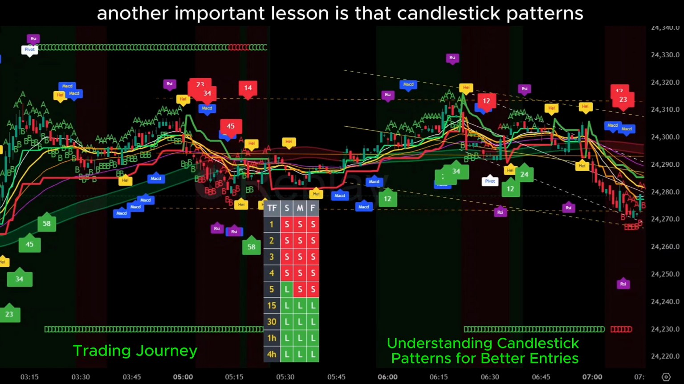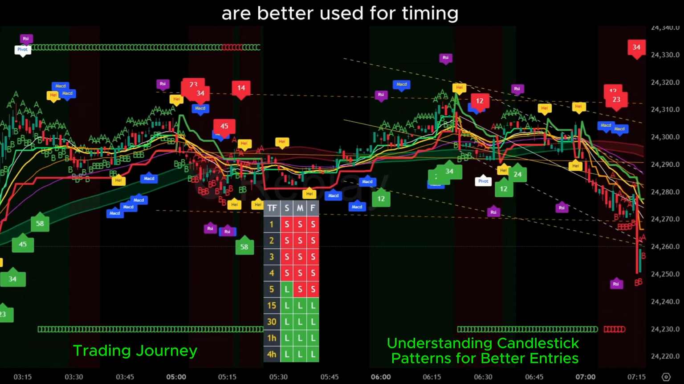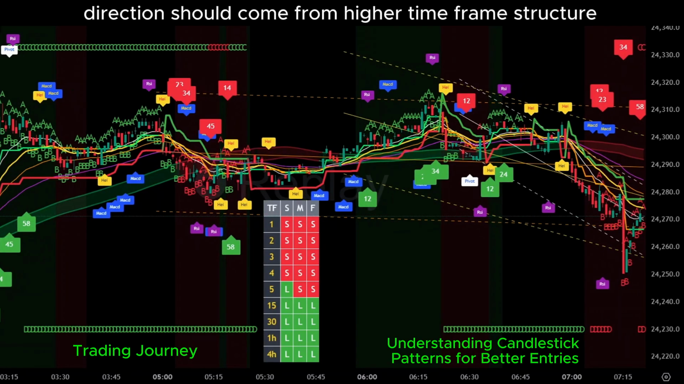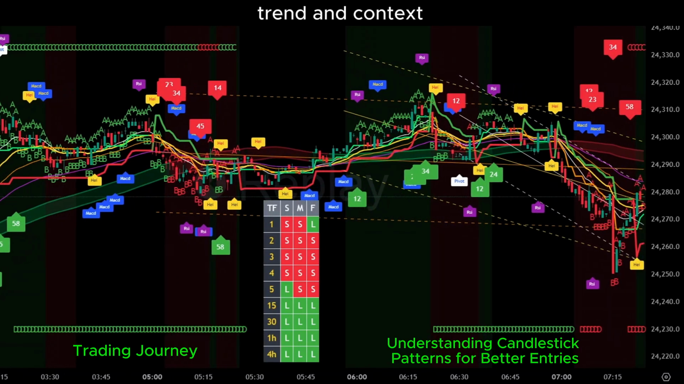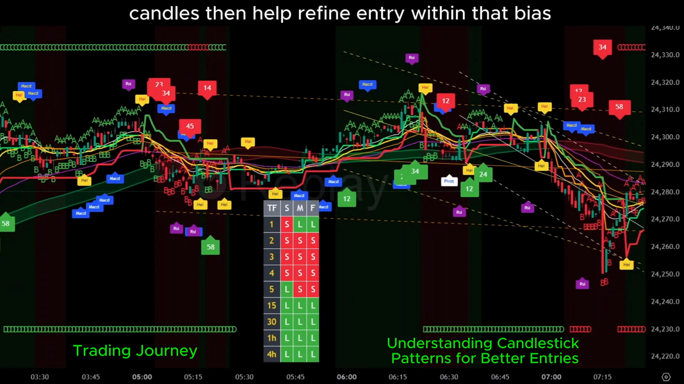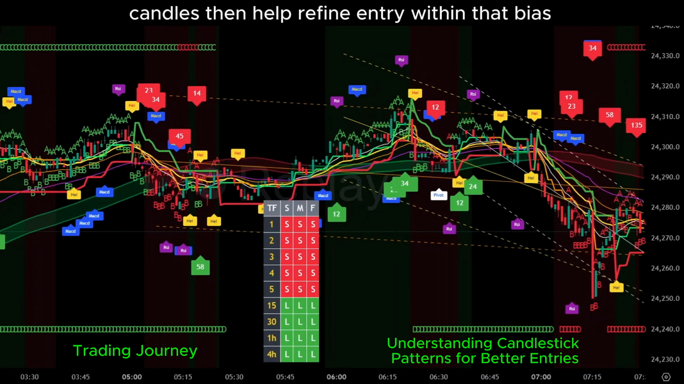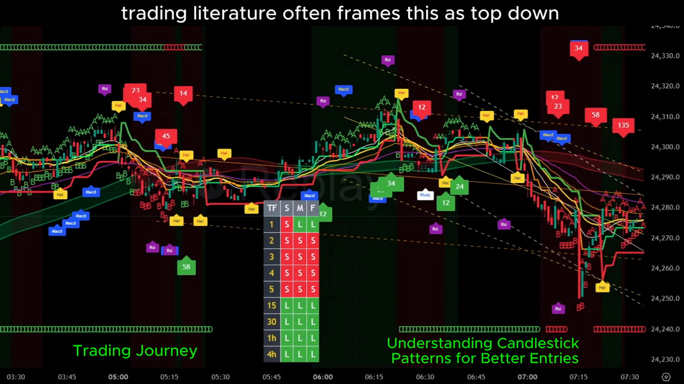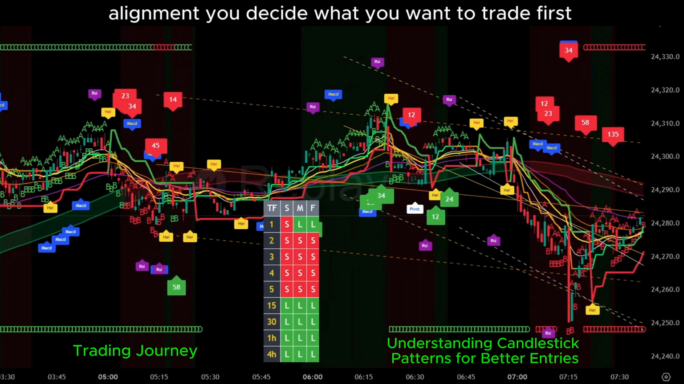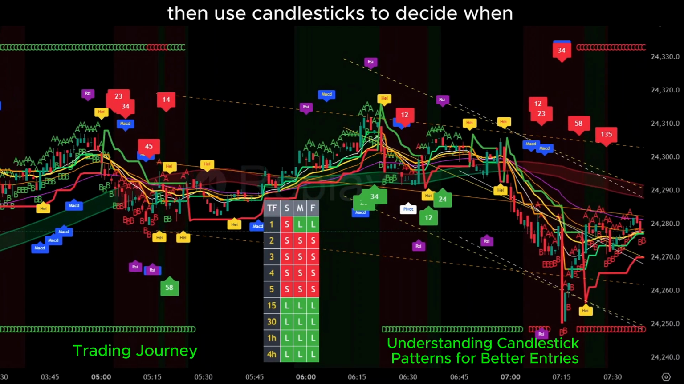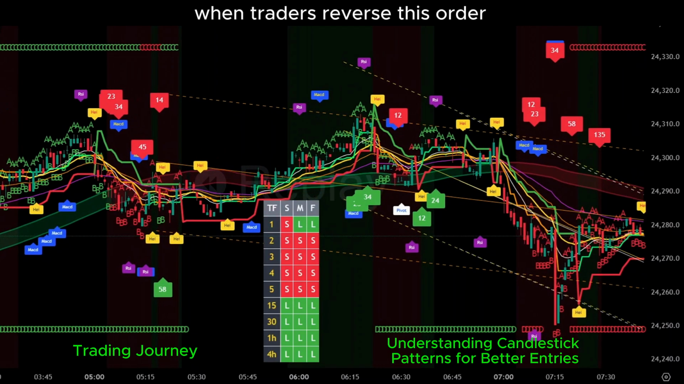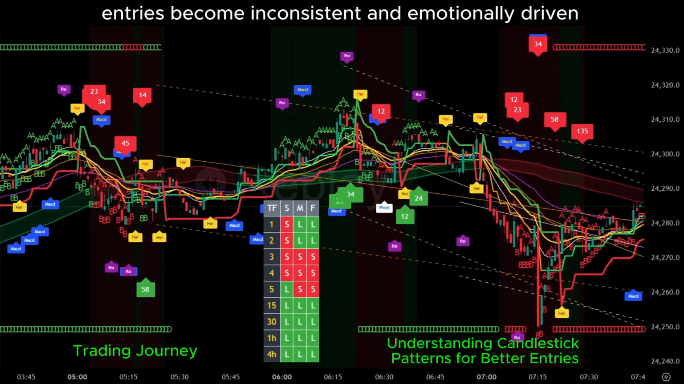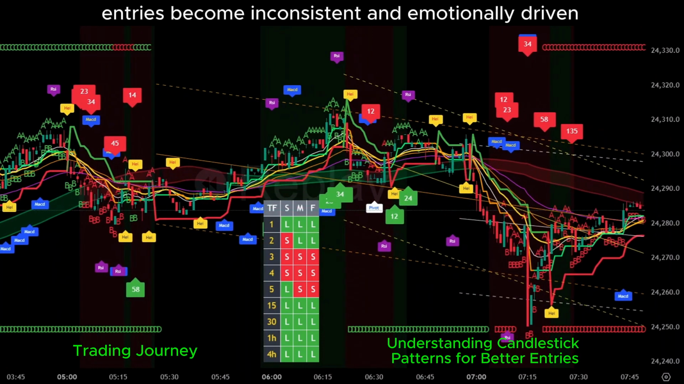Another important lesson is that candlestick patterns are better used for timing than for direction. Direction should come from higher time frame structure, trend, and context. Candlesticks then help refine entry within that bias. Trading literature often frames this as top-down alignment. You decide what you want to trade first, then use candlesticks to decide when. When traders reverse this order, letting patterns dictate bias, entries become inconsistent and emotionally driven.